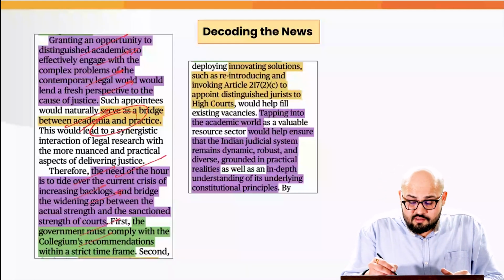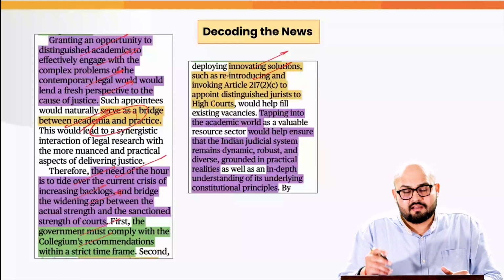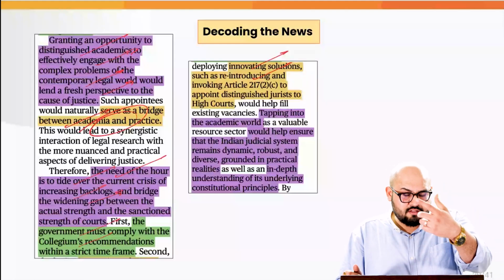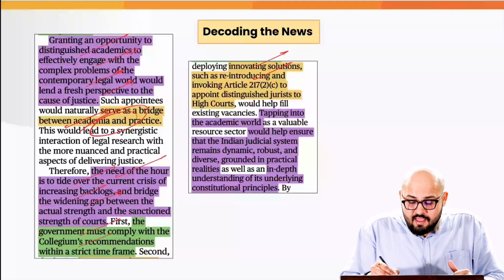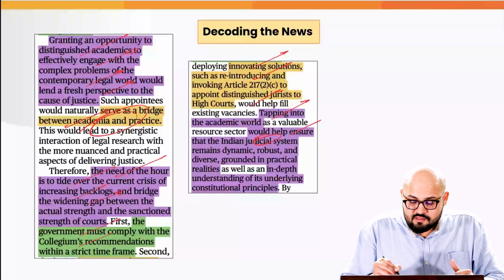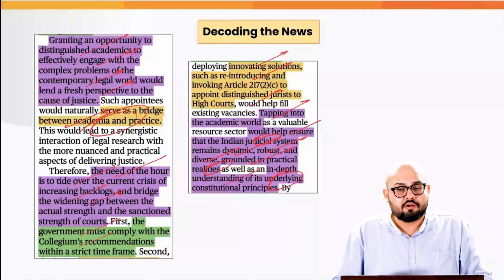Then what it should do is innovating solutions such as reintroducing Article 217 subclause 2 subclause C, which talks about the appointment of distinguished jurists as judges of the High Court, will help fill the existing vacancies. Next is tapping into the academic world would be of help and ensure that the Indian judicial system remains dynamic, robust, diverse, grounded in practical realities, as well as in-depth understanding of the underlying constitutional principles.